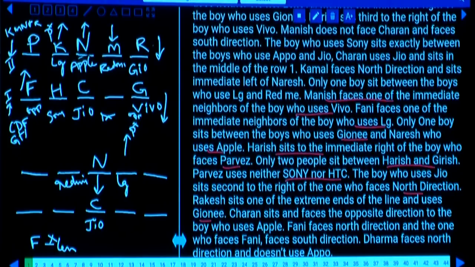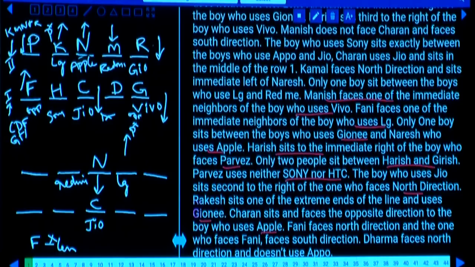Charan sits and faces the opposite direction to the boy who uses Apple. Naresh is using Apple, so Charan must be towards south. Funny faces north, and the one who faces Funny faces south. Dharma faces north and does not use Apo, and so Dharma must be at this place.